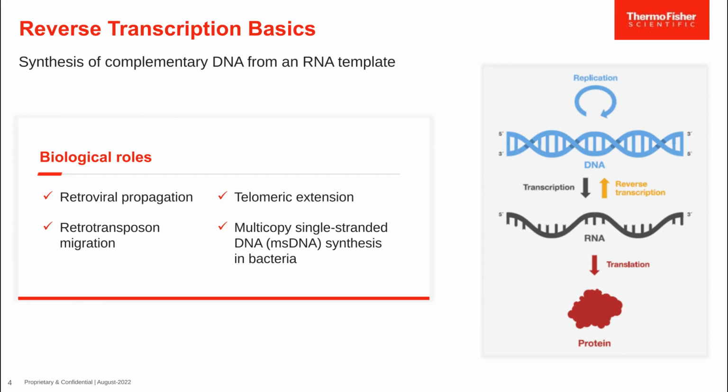The most well-known of the processes is the propagation of retroviruses. In fact, most of the reverse transcription enzymes that you use in the lab originated from these retroviruses. Besides those, reverse transcription also plays a major role in retrotransposon migration, as well as telomeric extension during cell proliferation in new carriers. Of course, this is also found in bacteria during synthesis of multi-copy single-stranded DNA. So really, a variety of processes in a variety of organisms are regulated by reverse transcription.